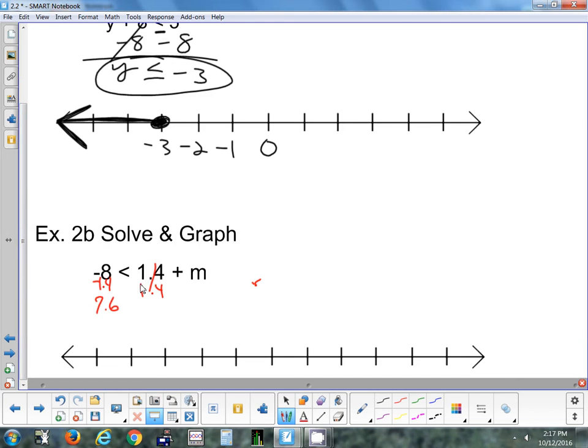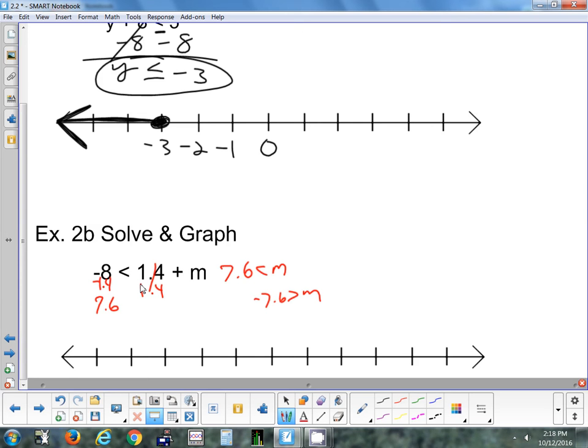7.6 is less than m, and then you flip it so 7.6 is greater than m. Okay, before he graphs it, I just want everyone to tell me, do we agree or disagree with 7.6? I disagree. Anybody got 7.6? Negative. I mean, negative 7.6, my bad. Forgot that. Okay. Still wrong.